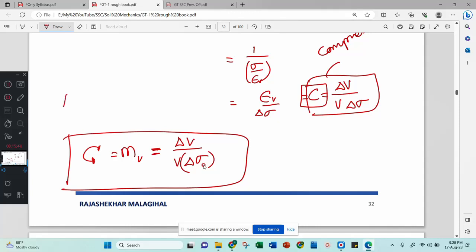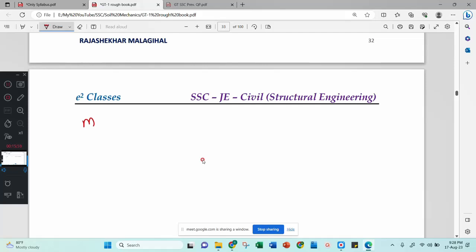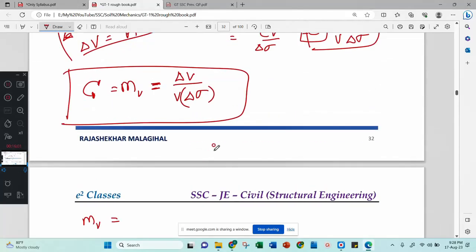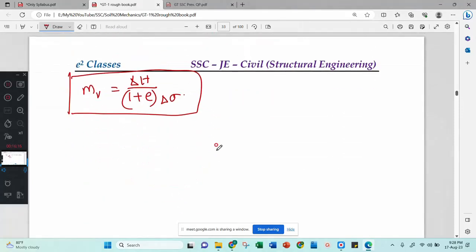Okay. Now we know that volume means area into height. This you know. Then delta V means what? Area into delta H. If I substitute these here, you will get a small derivation. That derivation tells you that mv is equal to delta H divided by 1 plus e into delta sigma. From that, delta H is equal to mv into 1 plus e into delta sigma. This equation you can consider.